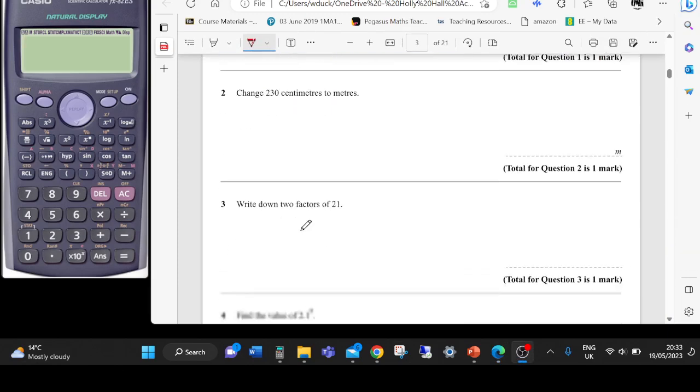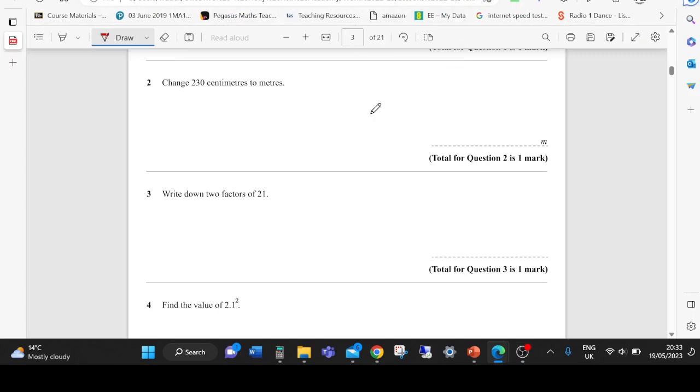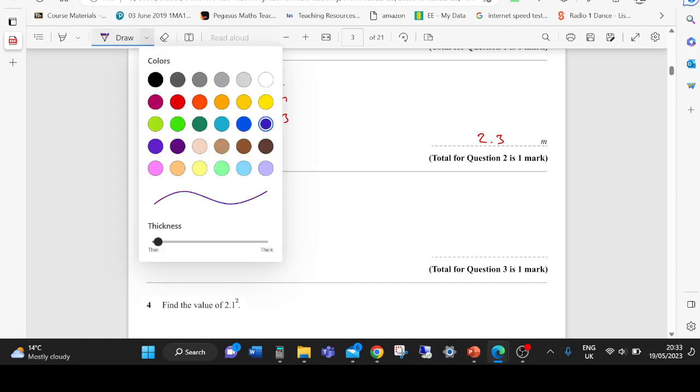Question 2, change 230 centimeters into meters. I'm just going to go full screen at this point. I know that there are 100 centimeters in 1 meter. So in 230 centimeters, there are going to be 2.3 meters. Marks for that are just going to be a B1, correct answer only.